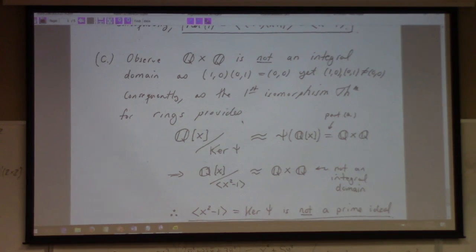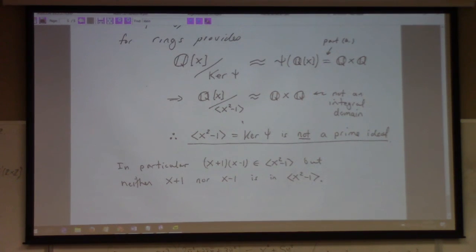Or, more to the point, and some of you argued directly, x times x plus 1 is in here, but neither x plus 1 nor x minus 1 is in there. And there's 3 or 4 of you who got this problem pretty much in its entirety.